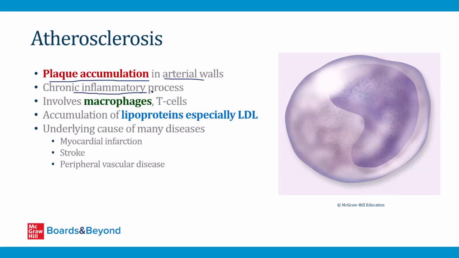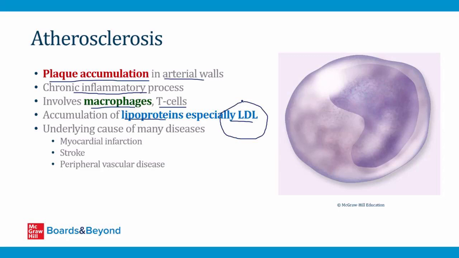In videos in the immunology section, I talk about chronic inflammation, and that process occurs in the walls of people affected by atherosclerosis. There's lots of cell types involved in atherosclerosis. In particular, there are macrophages, which we'll talk about in a little bit, and also T cells. And then you should know that atherosclerosis involves the accumulation of lipoproteins in the walls of arteries, especially LDL cholesterol.